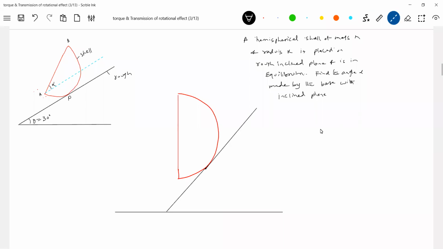Okay, let's come to it. This is a radius vector, and this should also be a radius vector. And this angle is 30 degrees. This is A, B, and the hemisphere will be in contact with the inclined plane at point P. Where should the center of mass of the hemisphere be? At mg, at r by 2.